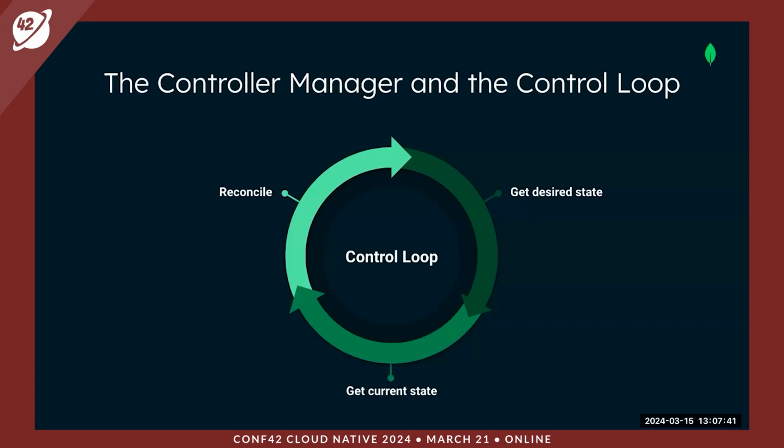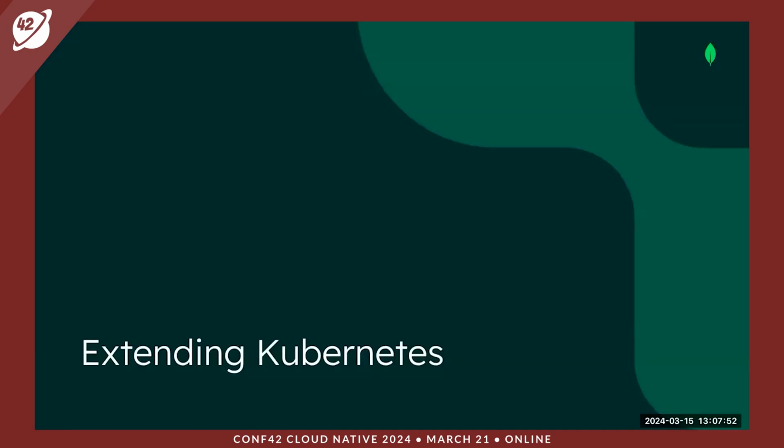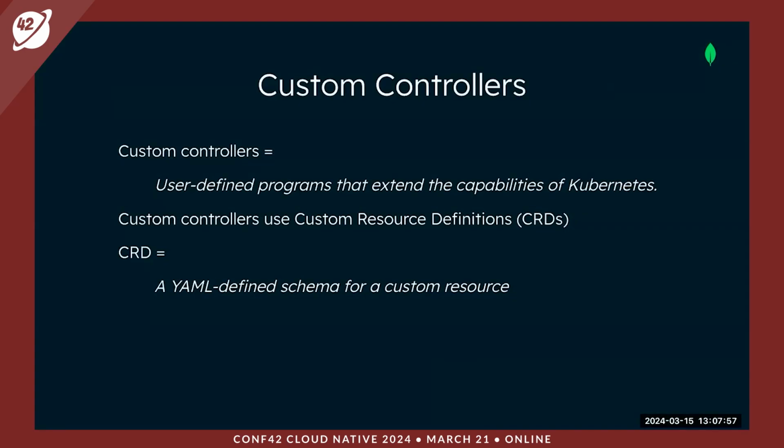These loops constantly monitor and react to changes, ensuring the cluster maintains the desired state. So now we're going to take a look at how Kubernetes can be extended. The inbuilt controllers of Kubernetes are critical, but one of the most significant developments made to Kubernetes in recent years is the ability to extend Kubernetes with custom controllers. What if you need to manage something beyond the basic functions? That's where these custom controllers come in.